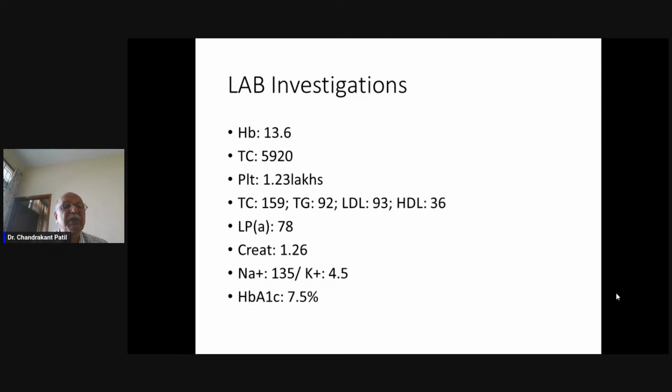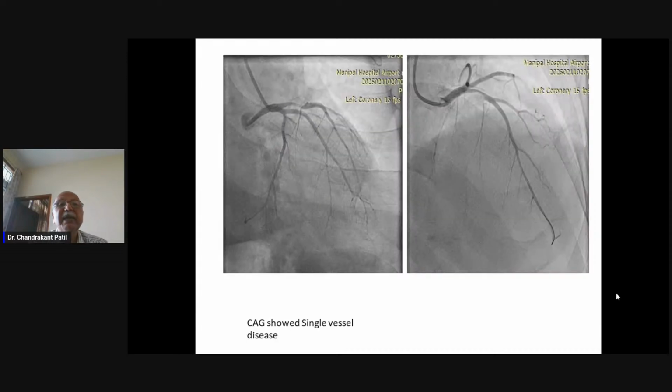Hemoglobin normal, TC normal, platelet count is 1.23 lakhs, total cholesterol 159, triglycerides 92, LDL is also almost normal, but HDL is low, 36, and his Lp(a) is 78. Normally it should be less than 30, so he is almost like a high risk. Creatinine is also a little borderline, 1.26, and sodium and potassium are normal. Diabetes, HbA1c 7.5, is a little uncontrolled.